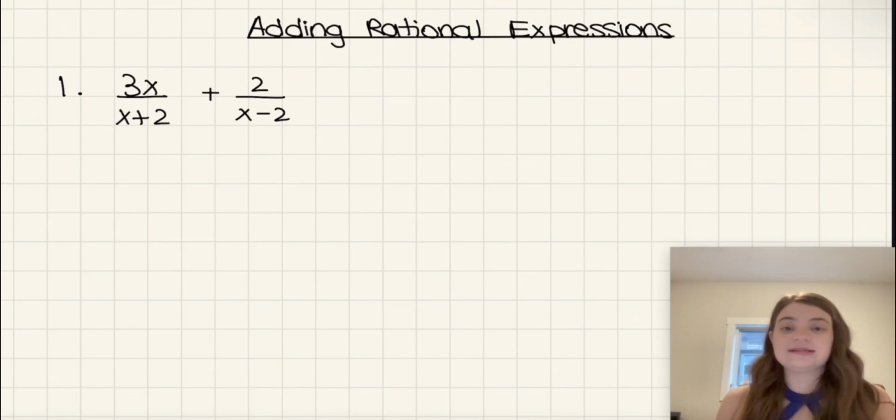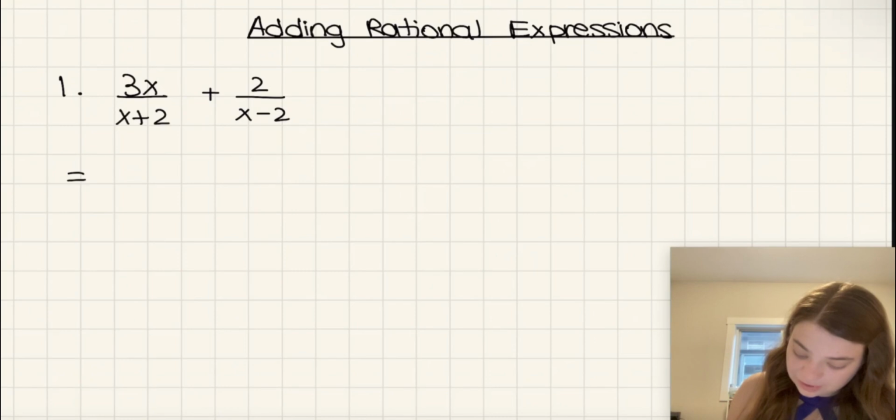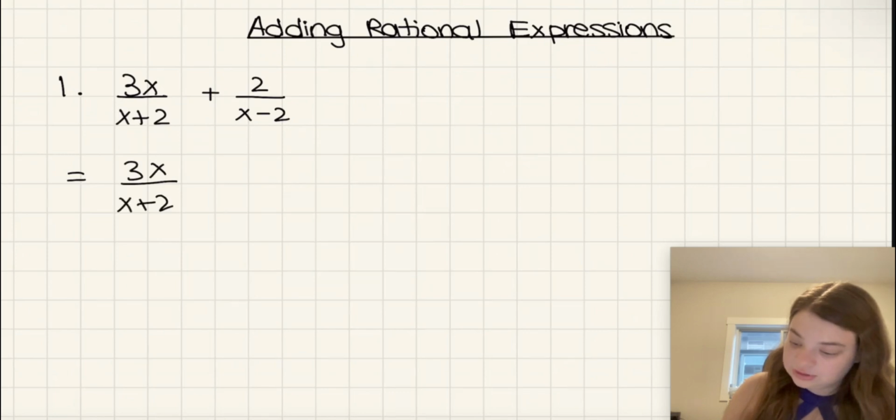So, our very first step when we're adding rational expressions is we need to get the denominators to be the same by multiplying them so that they have a common factor. So what we're going to do is take this first fraction, 3x over x plus 2, and multiply numerator and denominator by x minus 2.